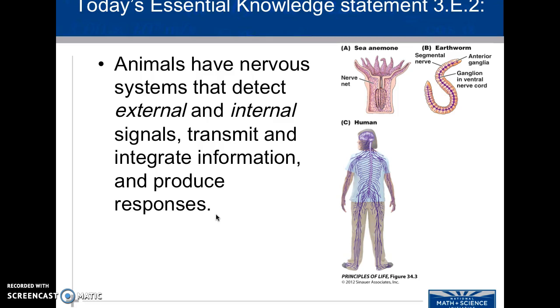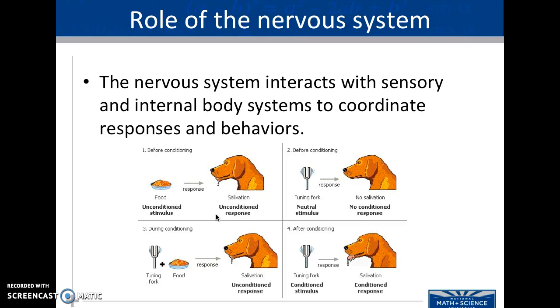The core of what we're learning today is that animals have a nervous system that detects external and internal signals, transmits and integrates that information, and then produces a response. So it's basically a chain reaction, either to an internal stimulus, something that's going on inside our body, or an external stimulus. You touch something hot, you respond in a certain way. What is the role of the nervous system? The nervous system interacts with that sensory information, and it coordinates responses and behaviors.